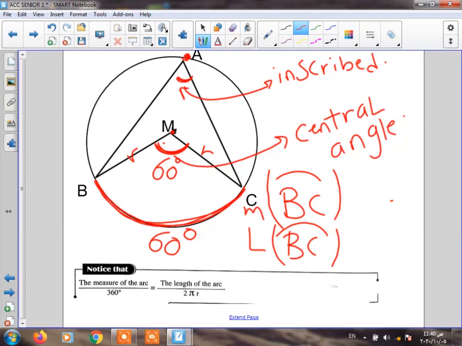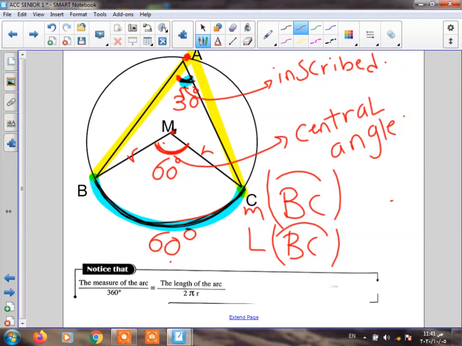Okay? And the measure of the inscribed angle is equal to half the measure of the subtended arc. Remember, focus. Here I have a chord and here I have another chord, and this is the subtended arc to it. So the inscribed angle here is half the measure of the arc subtended by it. So this angle equals 30 degrees.